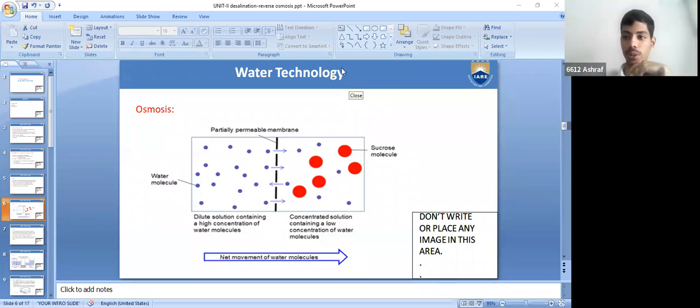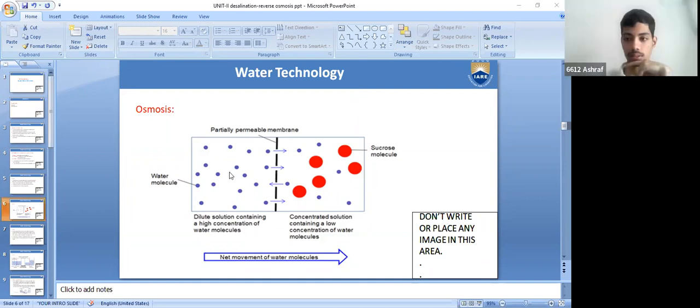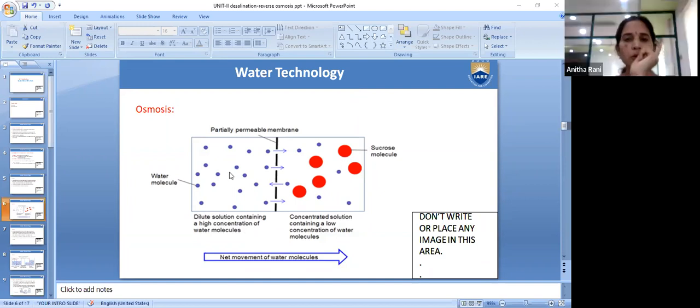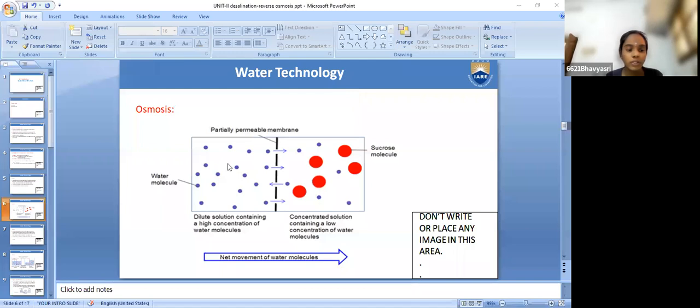Which chamber is more concentrated, the first chamber or the second chamber? Second chamber. In the first chamber, I am taking 1 gram of sodium chloride in 100 ml. In the second chamber, I am taking 5 grams of sodium chloride in 100 ml. Which is the more concentrated solution? Second chamber. And the first chamber? Dilute solution. First chamber, dilute solution.